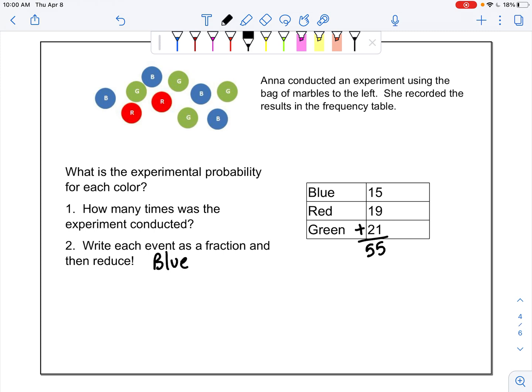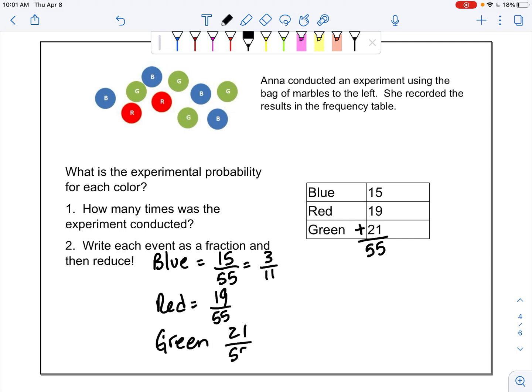So blue was 15 out of the 55. So it showed up 15 times out of the 55. I can reduce that down, dividing both of them by 5, so I get 3/11ths. Red, the relative frequency for red was 19 out of the 55. That is not reducible. And the relative frequency for the green was 21 out of 55.